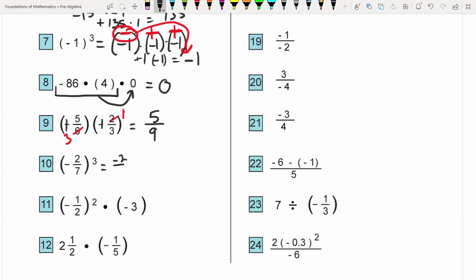Okay, this one's negative 2 sevenths times negative 2 sevenths times negative 2 sevenths. Negative times negative times negative. 2 negatives cancel. We're left with a single negative now. 2 times 2 times 2 is 8, and 7 times 7 times 7 is 249, I think. Let me just check. 343.